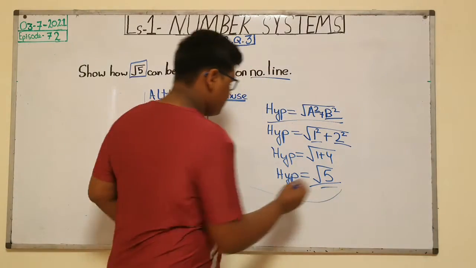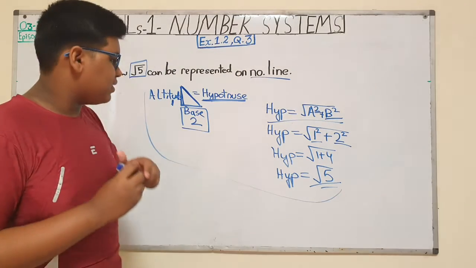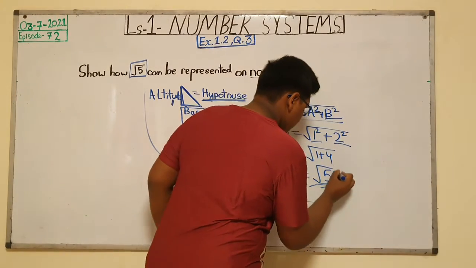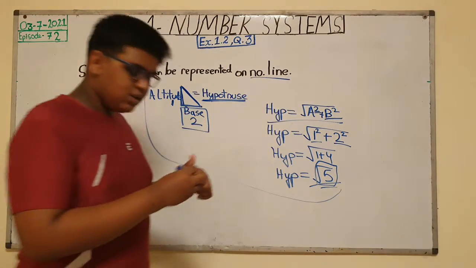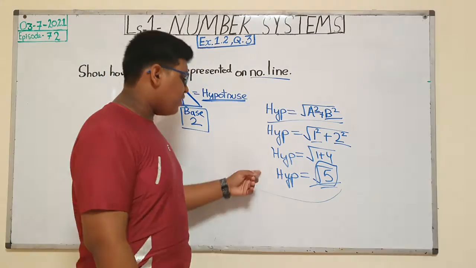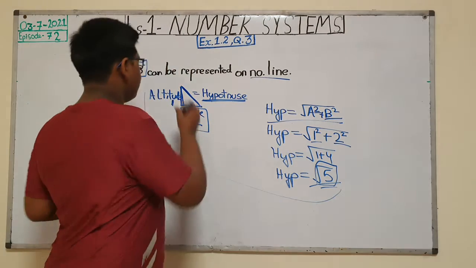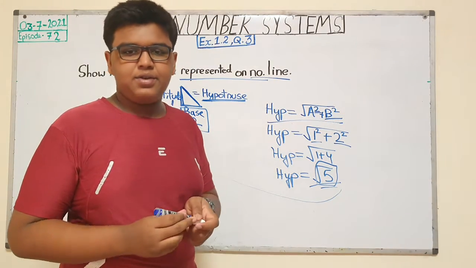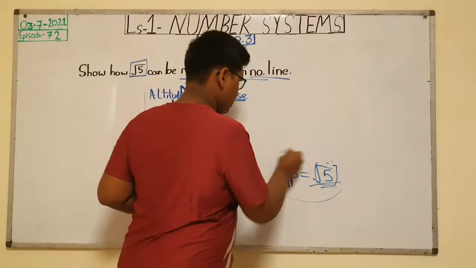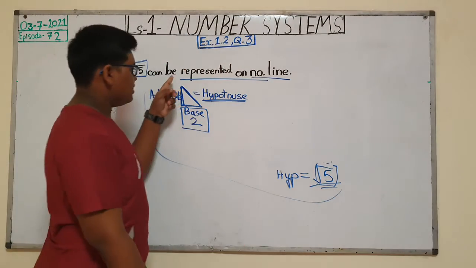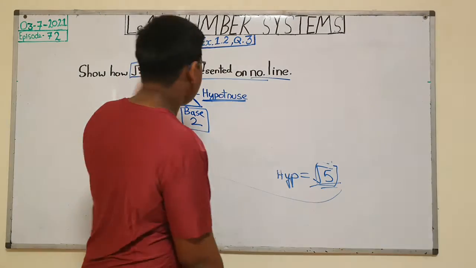We haven't completed the answer yet. Now we have to represent root 5 on the number line also. This step showed us how we can find root 5, and now we have to represent it on the number line after finding it. Now I am erasing this, and after erasing we will see how we can represent root 5 on the number line.